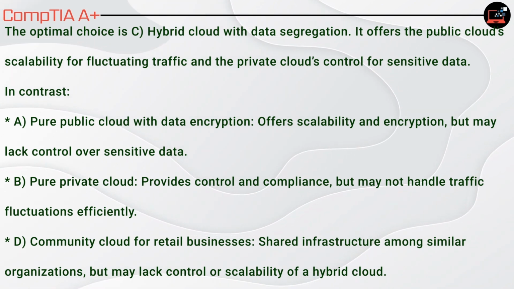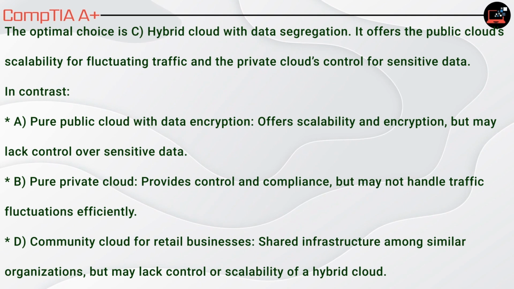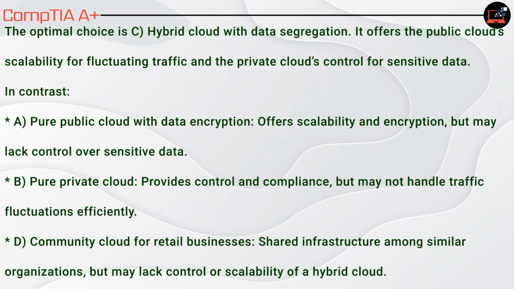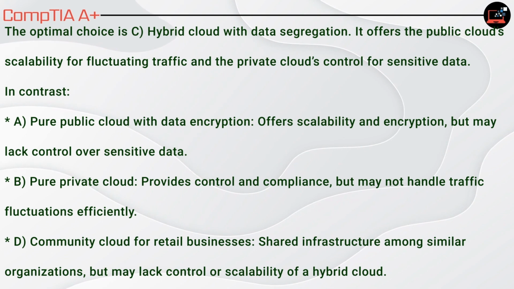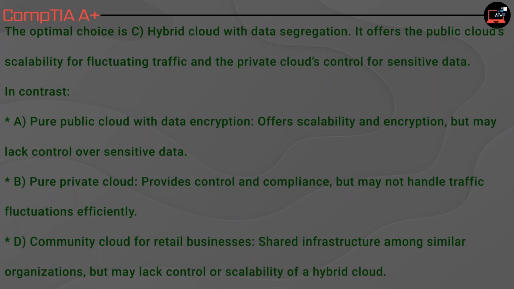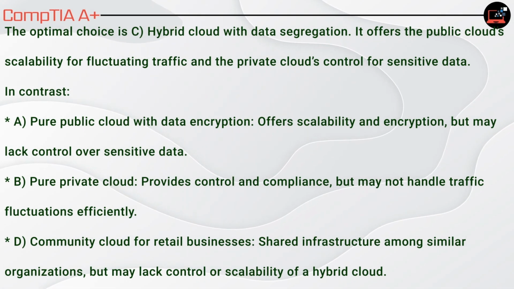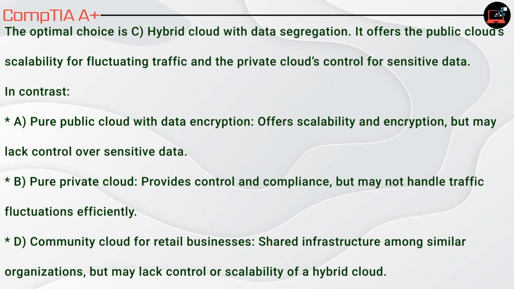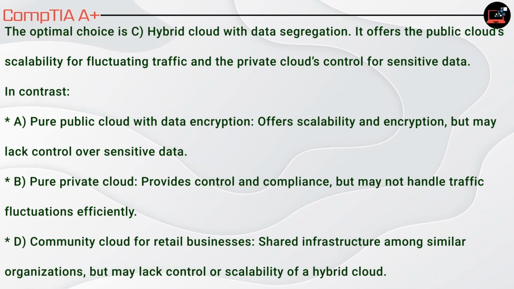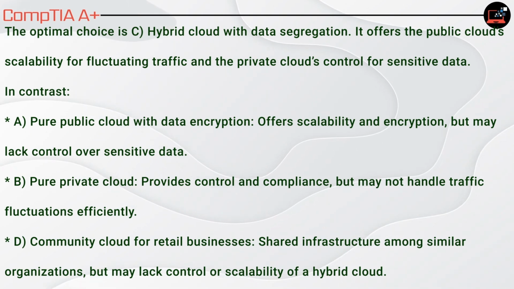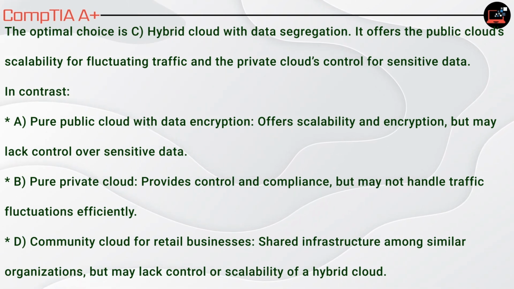In contrast, A. Pure public cloud with data encryption offers scalability and encryption, but may lack control over sensitive data. B. Pure private cloud provides control and compliance, but may not handle traffic fluctuations efficiently. D. Community cloud for retail businesses. Shared infrastructure among similar organizations, but may lack control or scalability of a hybrid cloud.